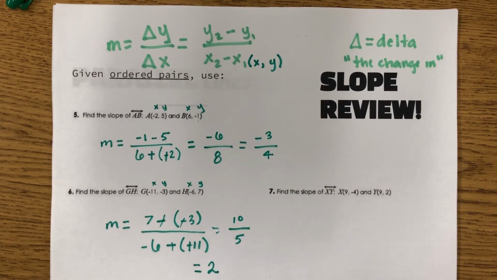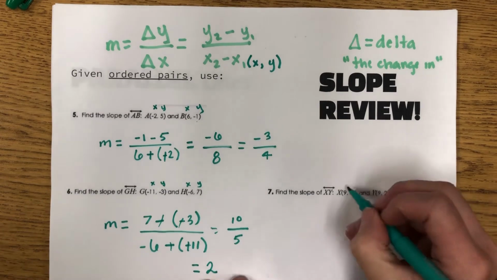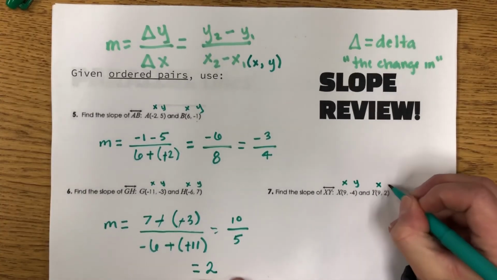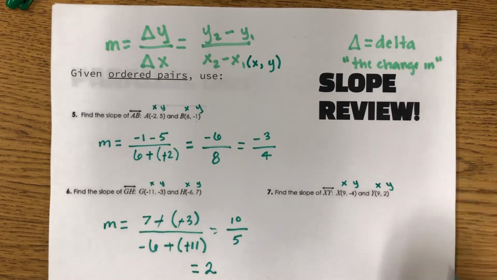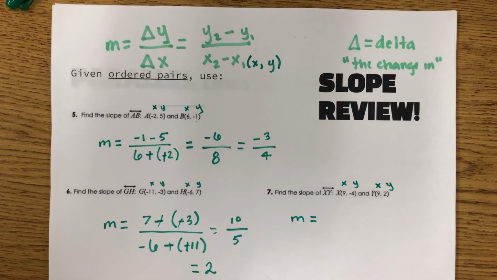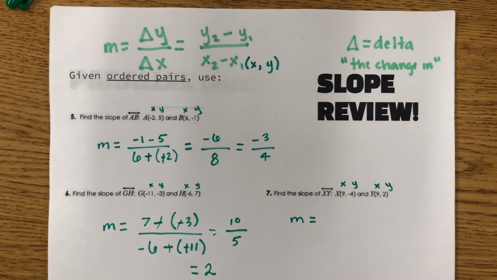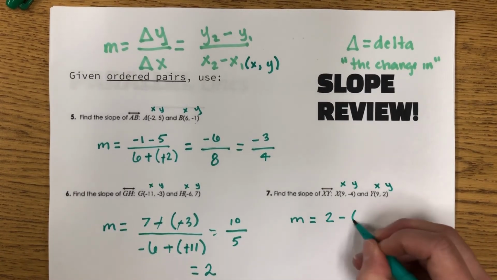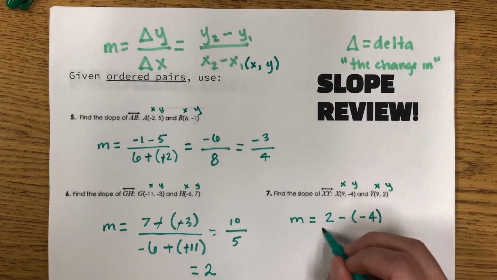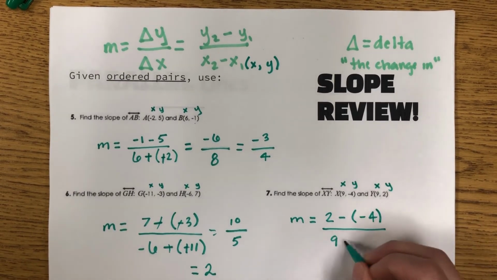All right, the 7th one and the last one that we're going to do together is going to be find the slope of line XY. So let's go ahead and look at these two points, X and Y. So this will be our X1 and our Y1, and this will be our X2 and our Y2. Let's go ahead and set that up for a slope. Change in Y over the change in X. So 2 minus a negative 4, same thing. Keep that in parentheses as your second negative, over 9 minus 9.